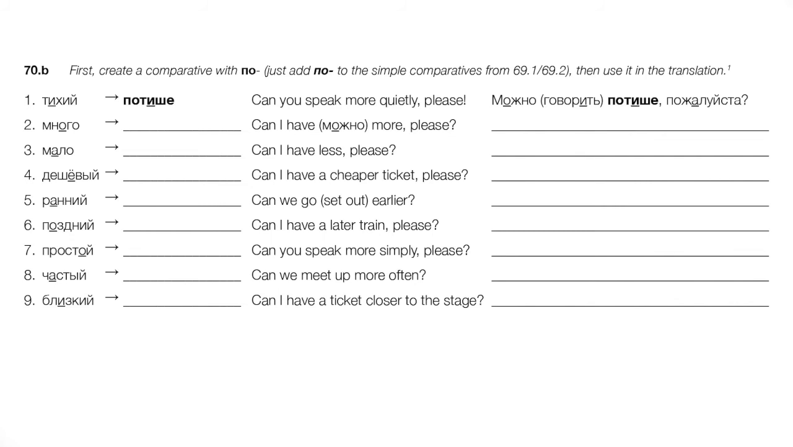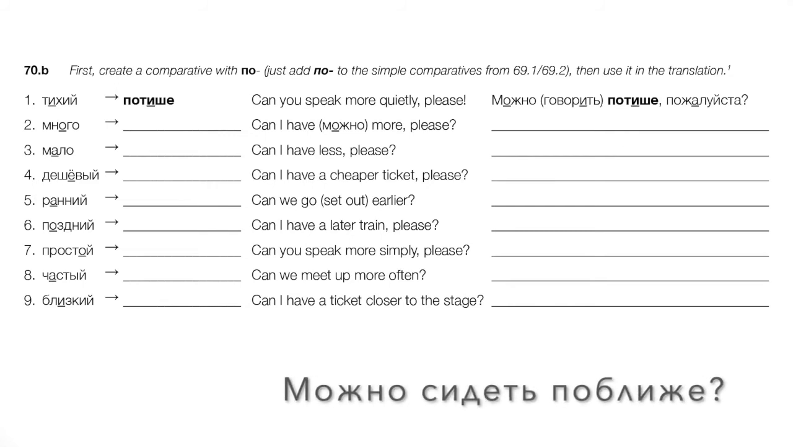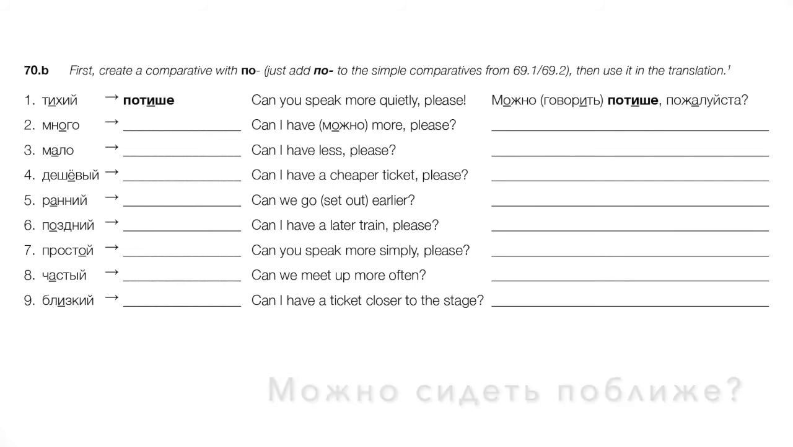9, близкий gives ближе or поближе. Okay, can I have a ticket a bit closer to the stage? Again, you don't need some fancy thing like, how do I say closer to the stage? You can just say поближе, and within the context, people will get the point. Можно сидеть поближе. Можно билет поближе. Дайте билет поближе. Right? Okay, so that's some pretty useful stuff there.